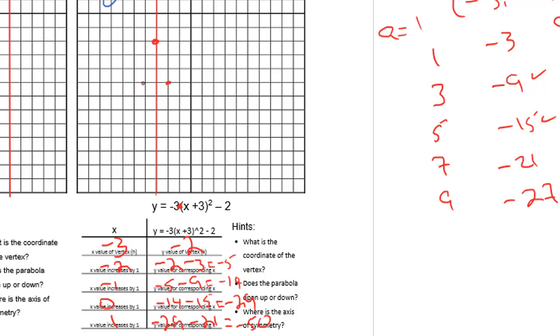Now we can reflect these values in our axis of symmetry, so we'll have a point there, and we'll have a point somewhere in this area. And that means that our parabola is going to look something like this.